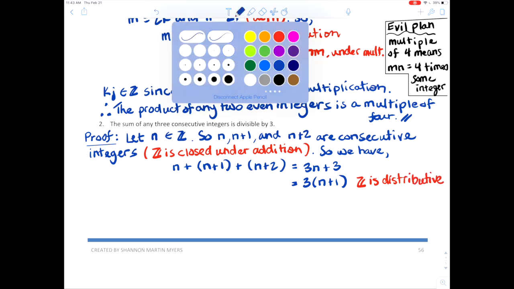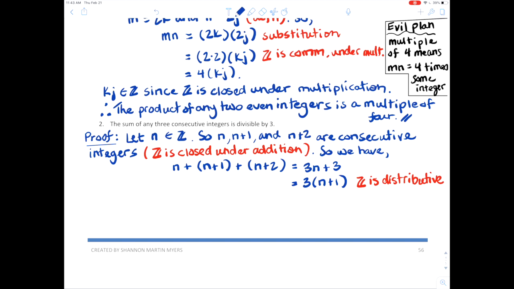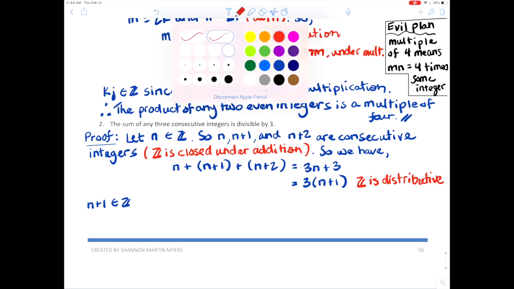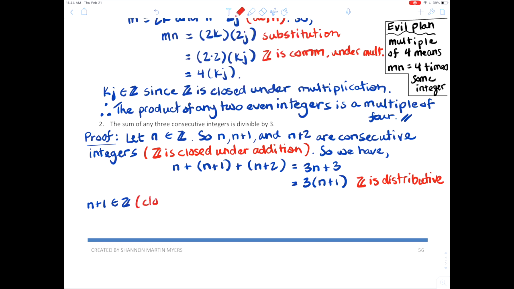All right, well, what do I need to show now? I need to show that n plus 1, or I need to state that n plus 1 is an integer. I'm just going to write closure.